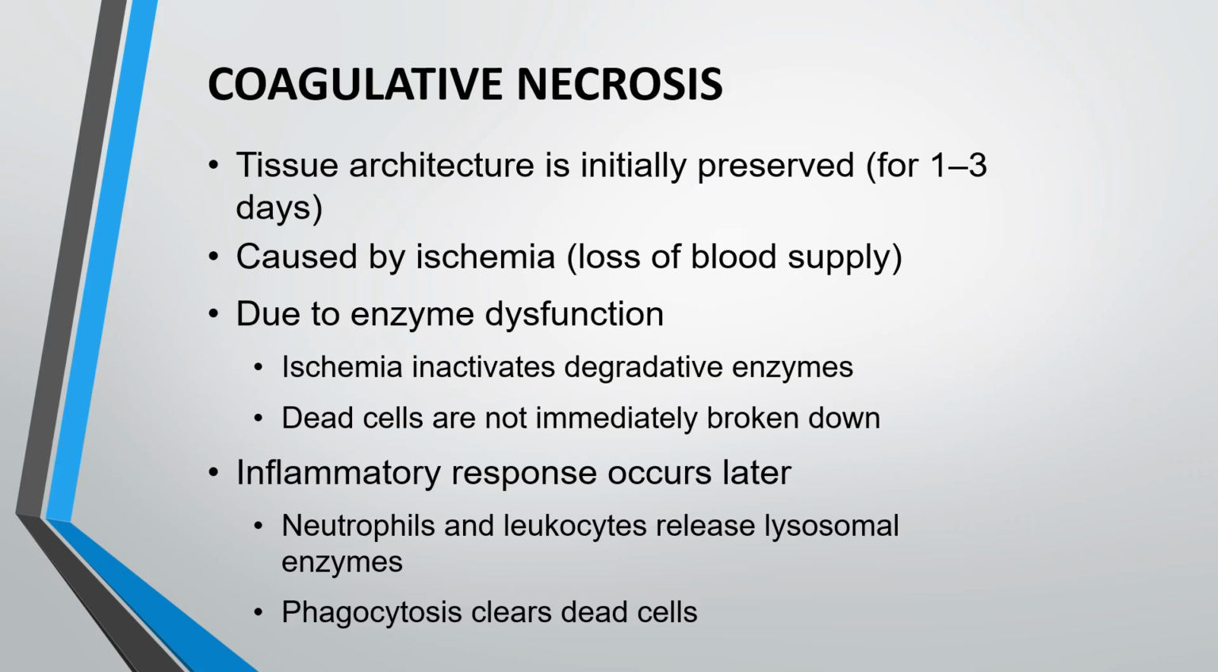This is the most common type of necrosis, and you'll see it a lot, especially in solid organs. Coagulative necrosis is usually caused by ischemia, loss of blood supply. What's interesting is that the tissue architecture is initially preserved for about 1 to 3 days. The cells are dead, but the outline remains. Why? Because ischemia inactivates enzymes that would normally digest the cell, so everything just freezes in place.